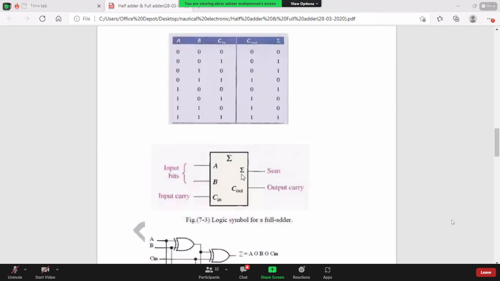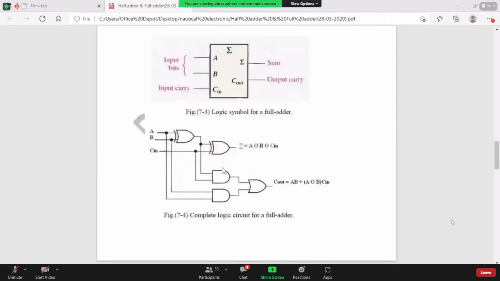Here we can see the logic symbol for the full adder. We have two inputs A and B, and the third input is the input carry, and as outputs we get the sum and the output carry. The inputs are A, B, and C in, and the outputs are sum and carry output. Here we have the complete logic circuit for the full adder.